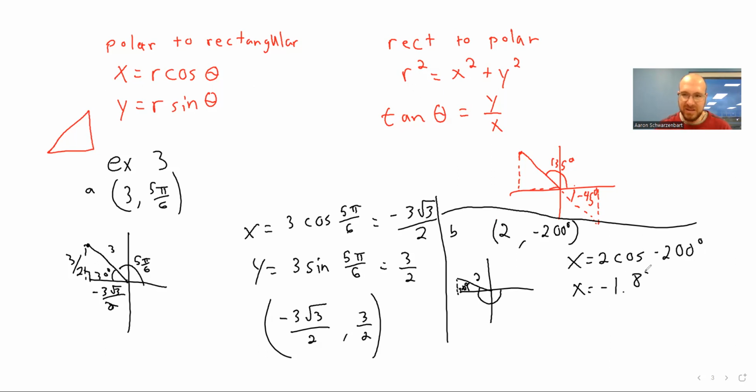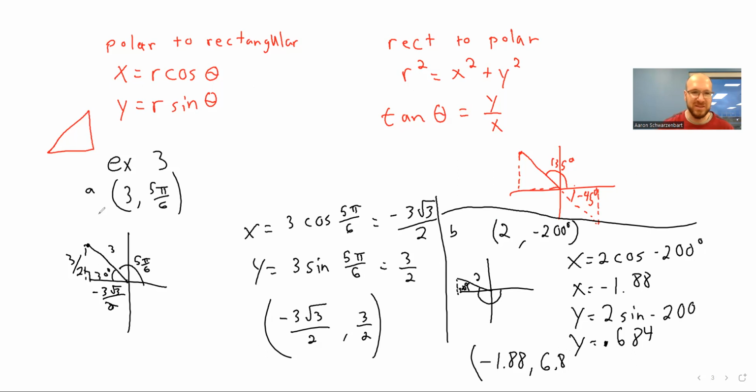Negative 1.88. Y equals 2 sine negative 200. It's important to enter the negative part for these. 0.684. It's a point. So my coordinates are negative 1.88, 0.684. Important that I don't change that. And there's my answer.